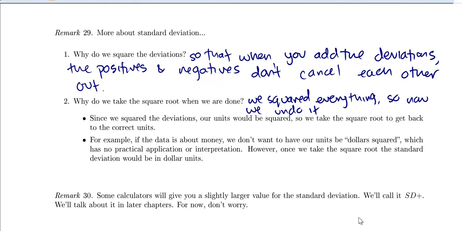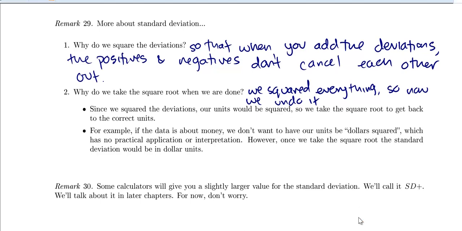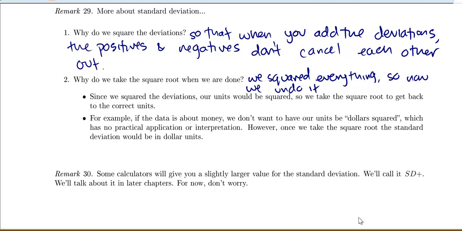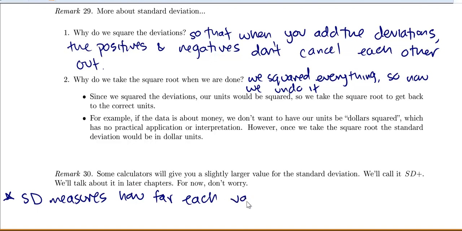And just as a side remark, some calculators will give you a slightly larger value for the standard deviation. We call that SD plus. And we talk about it in later chapters. There is a reason they do that, but it's not something that you have to worry about. For now, the biggest thing I want you to remember is that the standard deviation measures how far each value is from the average.